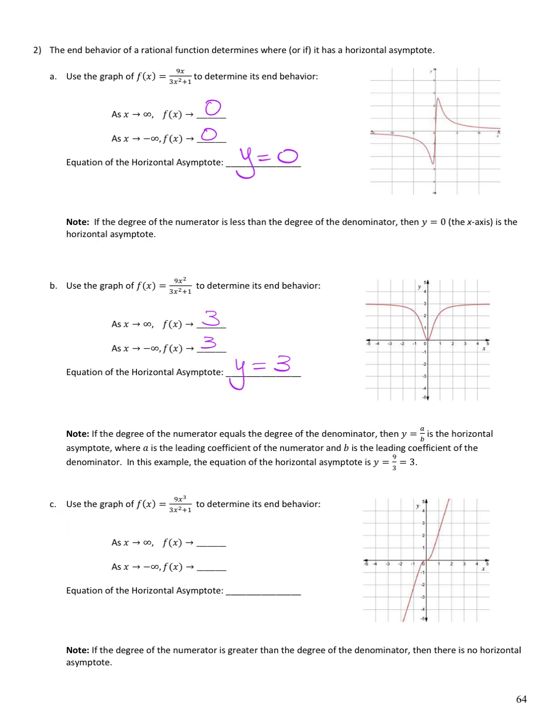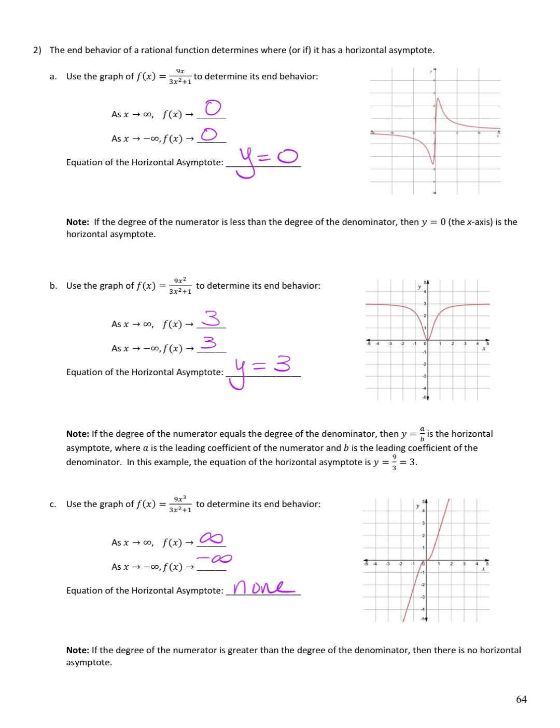Okay, part C, I want to look at the graph of f of x equals 9x cubed over 3x squared plus 1 to determine its end behavior. So I'm going to follow this graph to the right and ask myself what's happening to the y values. They appear to be growing without bound. Okay, the y values are going to infinity. And as I follow this graph to the left, the y values are going down to negative infinity, which means I have no horizontal asymptote.